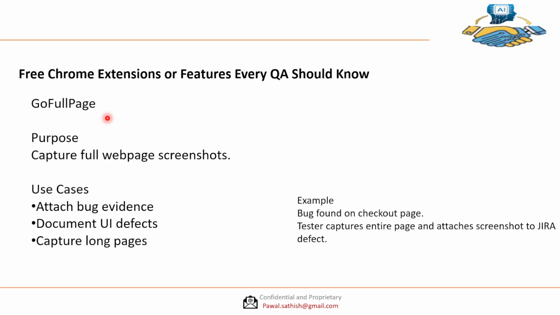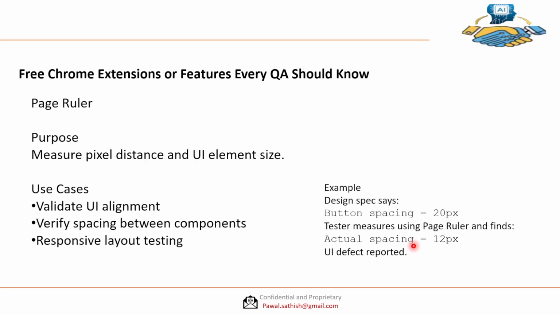Then Go Full Page. It captures a full web page screenshot, and it is useful to attach bug evidence and document UI defects. Here I give the example of a bug found on the checkout page: the tester captures the entire page and attaches the screenshot to the Jira defect.